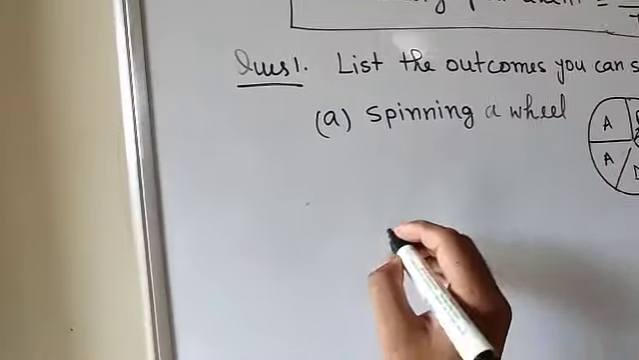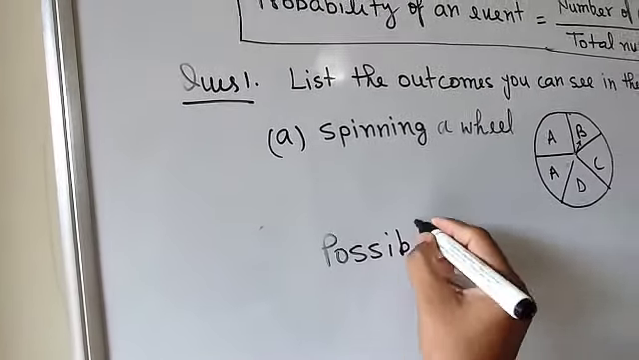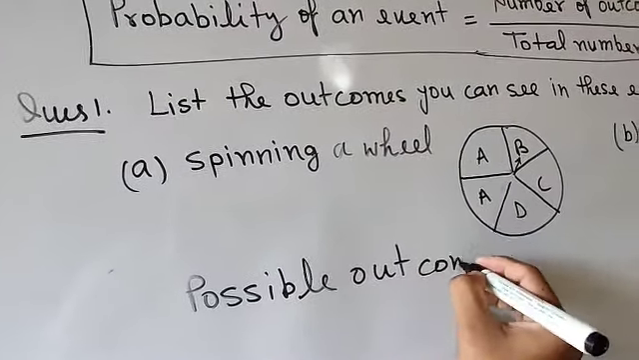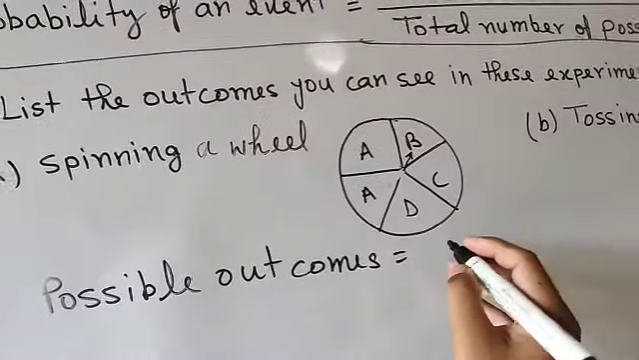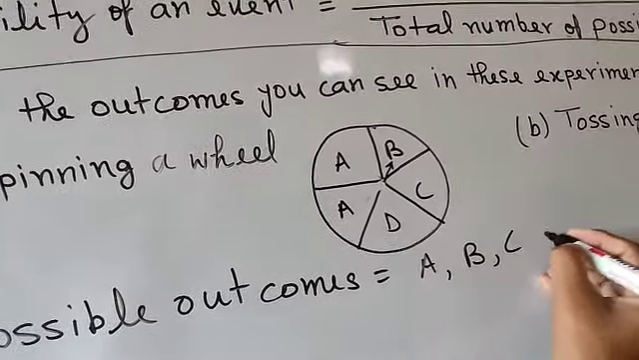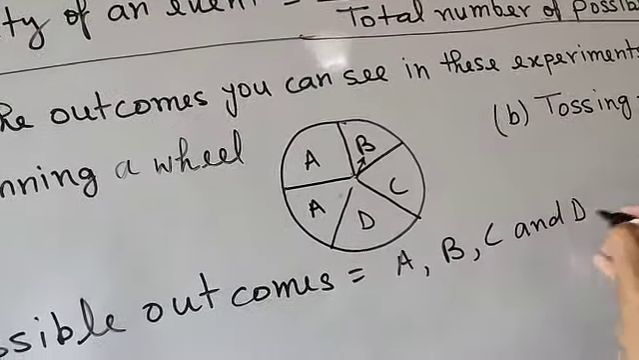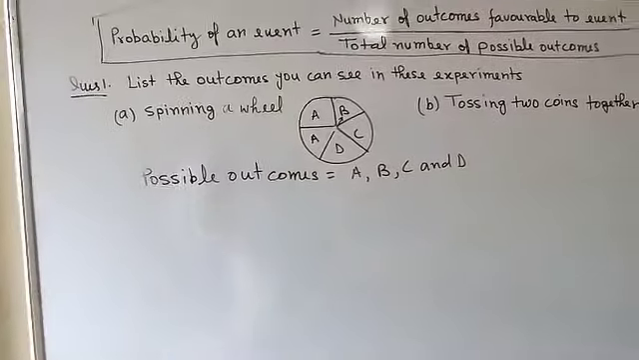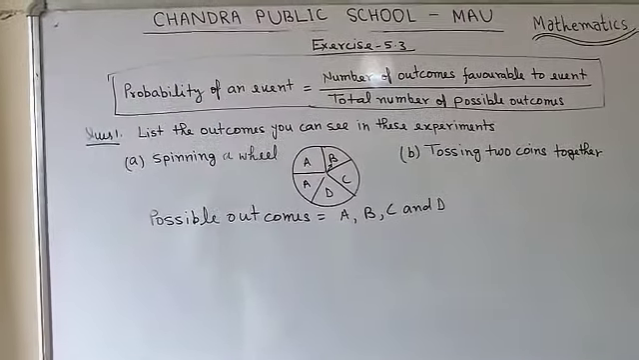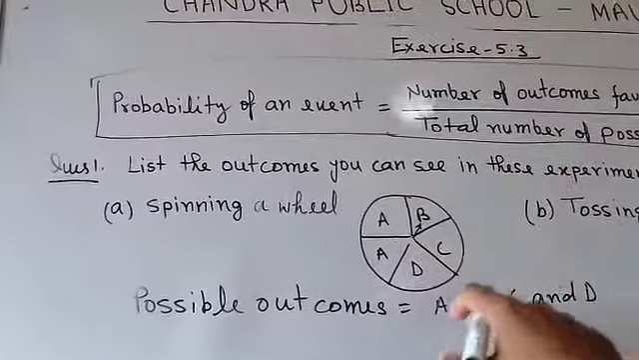So here possible outcomes equal A, B, C and D. Those are the 4 possible outcomes. Out of these you will get the result. But it is asked what the total number of possible outcomes is.